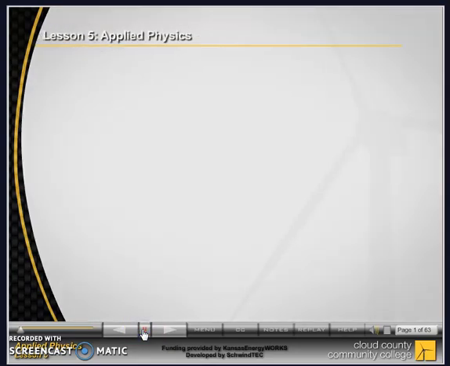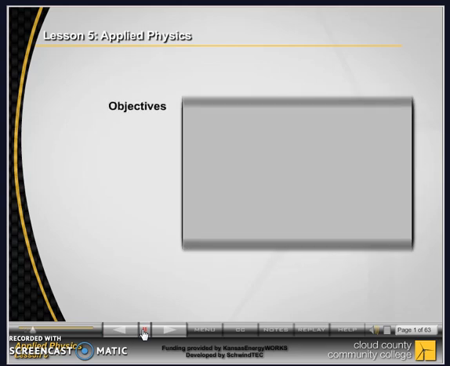Welcome to Lesson 5 of Applied Physics. This lesson covers forces and Newton's laws. In this lesson, you will cover the following objectives.